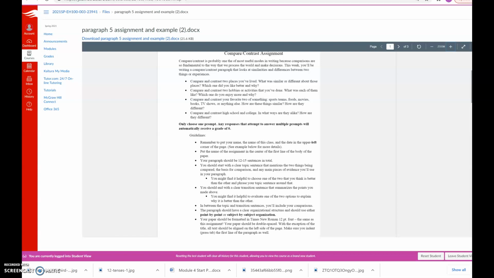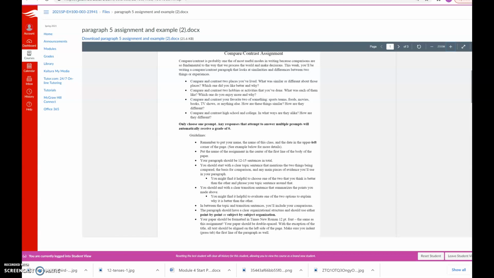Compare and contrast your favorite two of something, and the two need to be in the same category. So you could compare your two favorite sports teams, your two favorite foods, your two favorite movies, your two favorite books, two favorite TV shows, or anything else, as long as it's in the same category. On the same line, you could actually do my least favorite, or the two movies that I hate the most. I would be okay with that. It's just easier to talk about your favorites most of the time. How are they similar? How are they different? And why is that important?